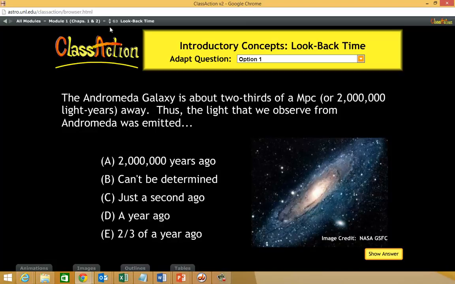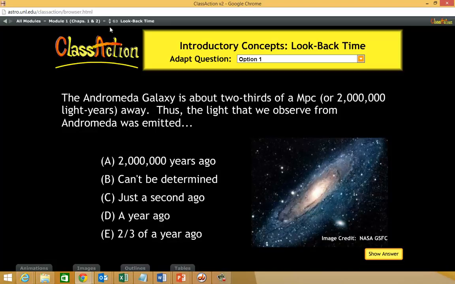We didn't even get to talking about it, but the Andromeda Galaxy is our next nearest large galaxy, and it's about 2 million light years away. So what does that mean? Well, if you've been reading about the meaning of the term light year, you'll know that a light year is a measure of distance, and it's the distance that light travels in a year.